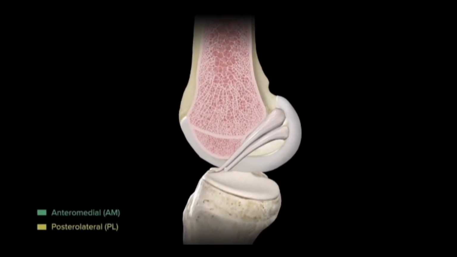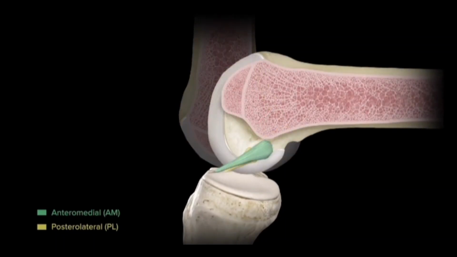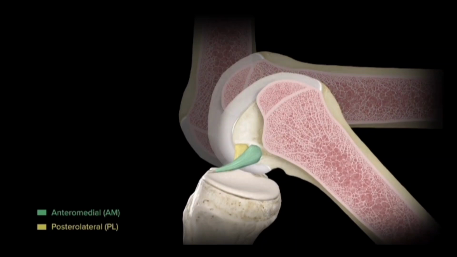When the knee is in full extension, the AM and PL bundles both align vertically. As the knee is brought into flexion, however, the bundles cross over one another into a more horizontal position. This is due to the orientation of the femoral attachments.